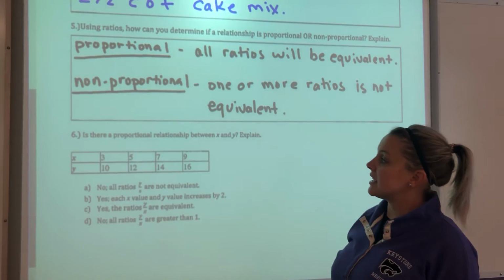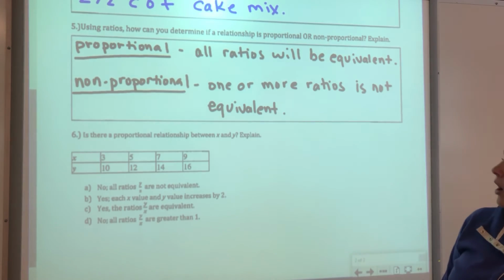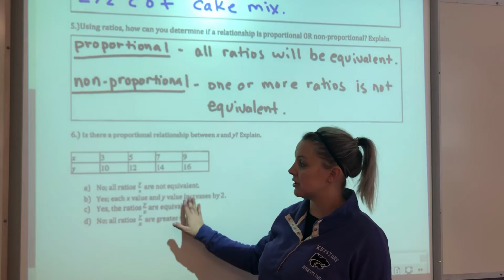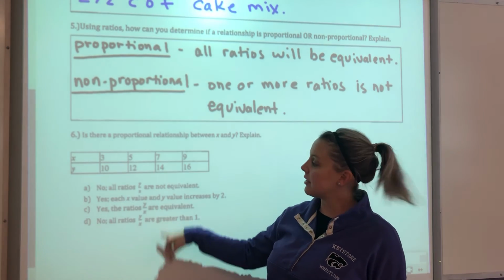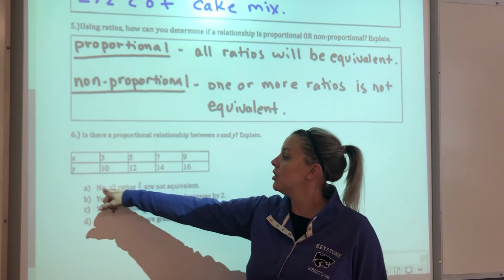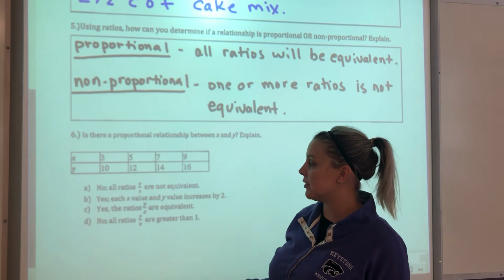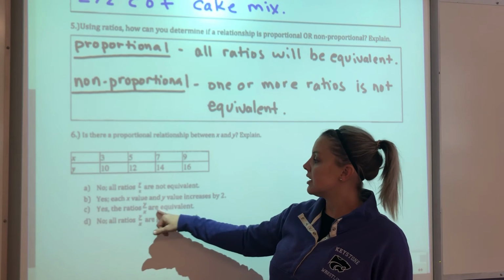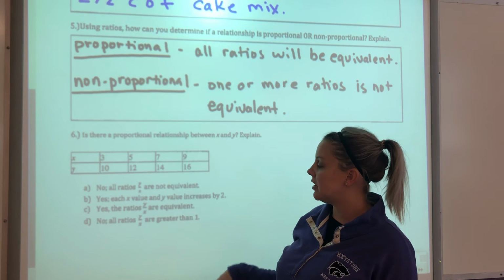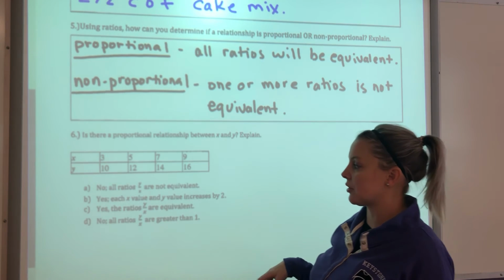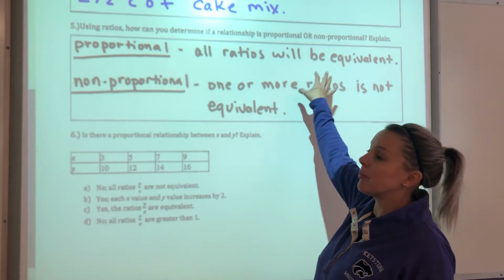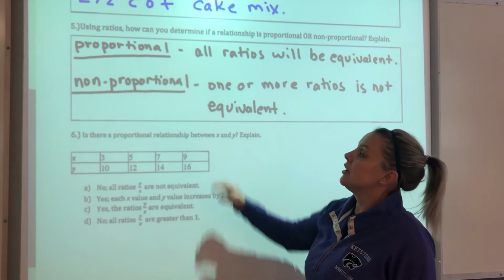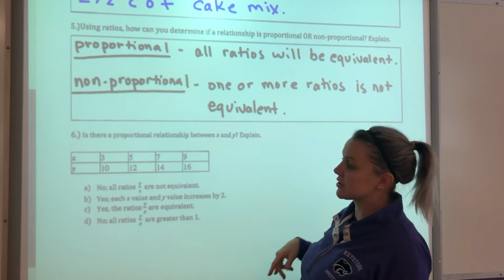And then number 6, is there a proportional relationship between X and Y? Explain. Okay, so I did put this into a multiple choice question, yes or no, and then gives you examples. So no, all ratios Y over X are not equivalent. Yes, each X value and Y value increases by 2. Yes, the ratios Y over X are equivalent. No, all ratios Y over X are greater than 1. So we know from this part here that for it to be proportional, all ratios will be equivalent. For it to be non-proportional, one or more ratios is not equivalent.